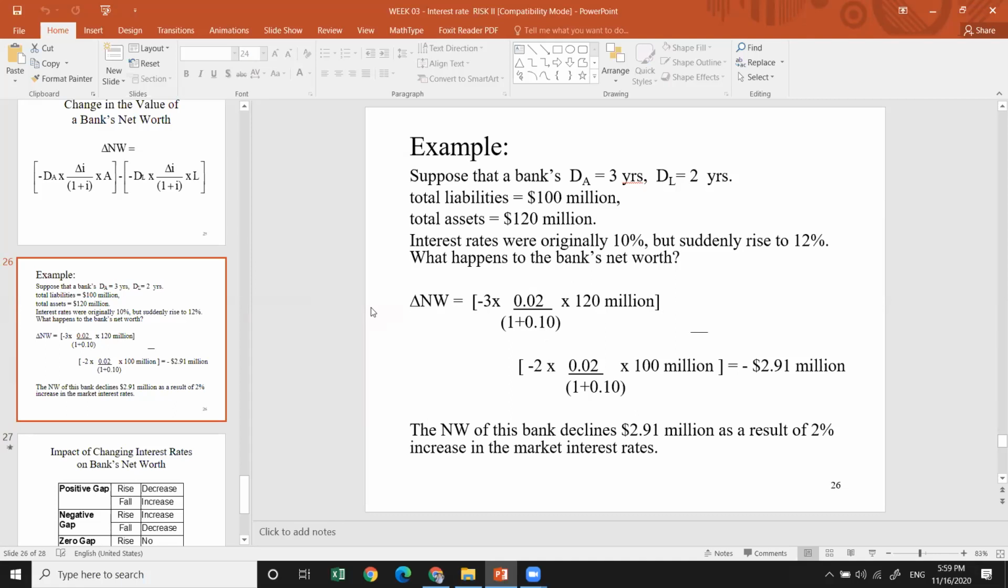One more time, what should happen to the interest rate in order for the bank to get benefits? Should the interest rate go up or go down? So it should go down. Should go down. Why? Because it has a negative duration. The duration gap is negative. No, wait. The duration gap is?